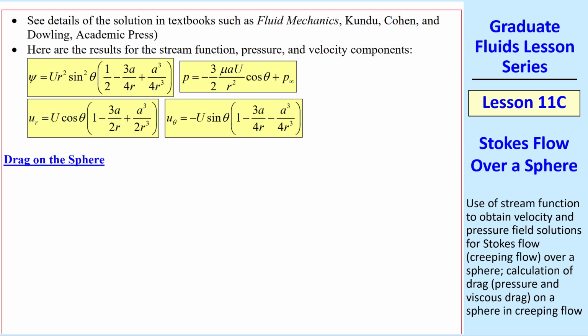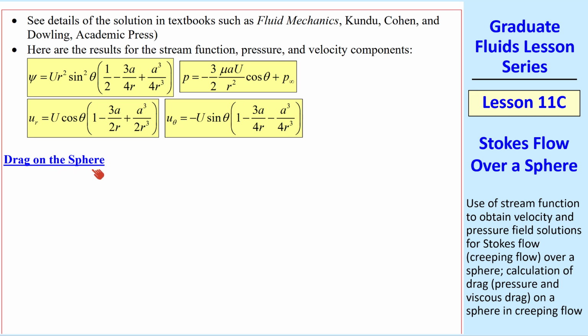I'm not going to go through the whole solution. You can find it in several textbooks, such as Fluid Mechanics by Kundu, Cohen, and Dowling. I'll just give the results here, the stream function, the pressure, and the ur and u theta velocity components.